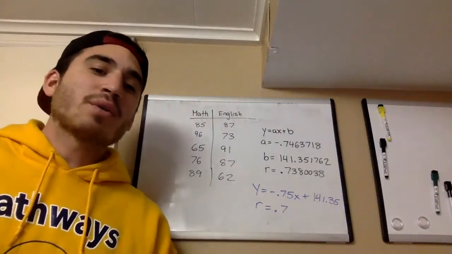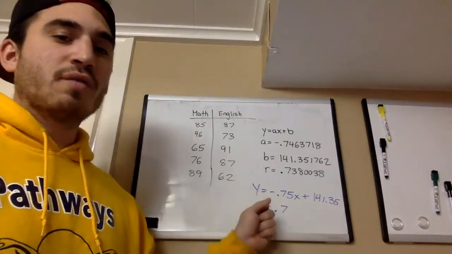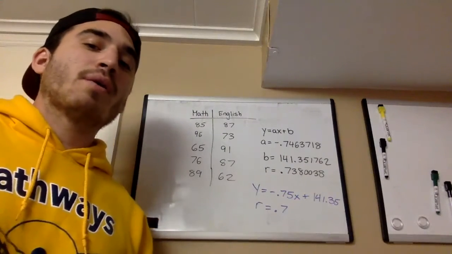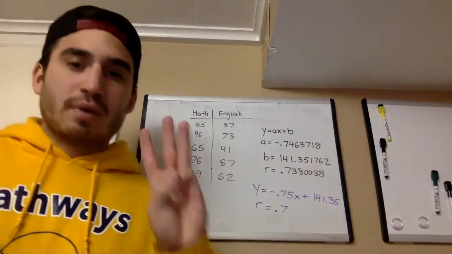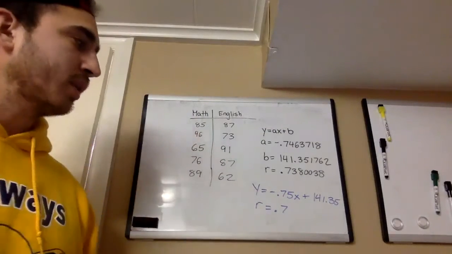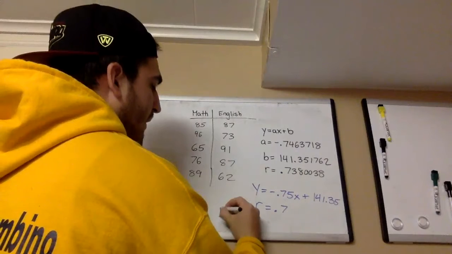And now the last question they're going to ask you is to explain this correlation coefficient in the context of the problem. So in order to explain it, you need 3 different things. The first thing is positive or negative. So I look at 0.7, that's a positive number. So it is going to be a positive.